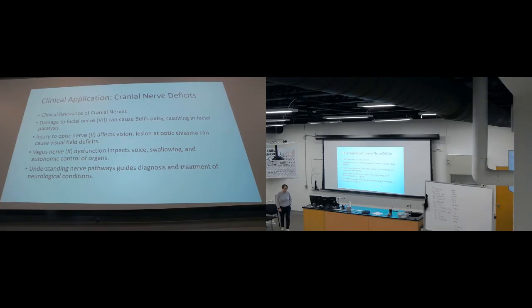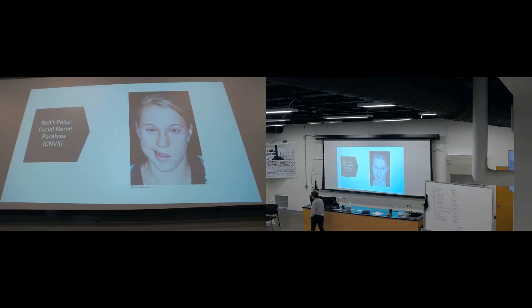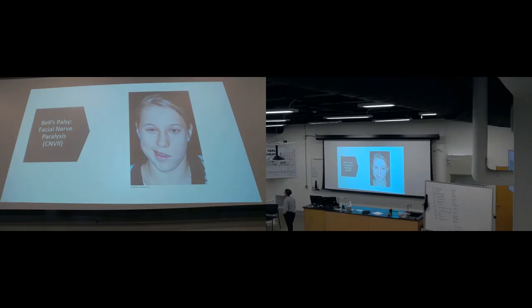Vagus produces hoarseness of the voice, problems with swallowing, and problems in controlling the internal organs. And then understanding these pathways can help you to diagnose and treat neurological conditions. So here we have an example of Bell's palsy. Which side, thinking about that this one is the right and this one is the left, which side is paralyzed? The right or the left?